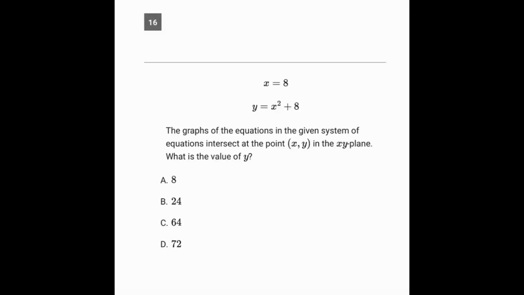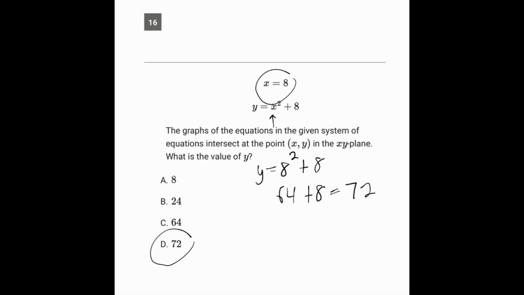Now going to question 16. Here we're being asked about an intersection. And for intersections, you usually get both equations in the y equals format and set them equal. Here we can't do that because one of them is x equals, and there's no way to move that around. So instead, we can substitute. If x equals 8, then every time we see x, we can replace it with 8. So y equals 8 squared plus 8. That's 64 plus 8, which is 72. And that's answer choice D for number 16.